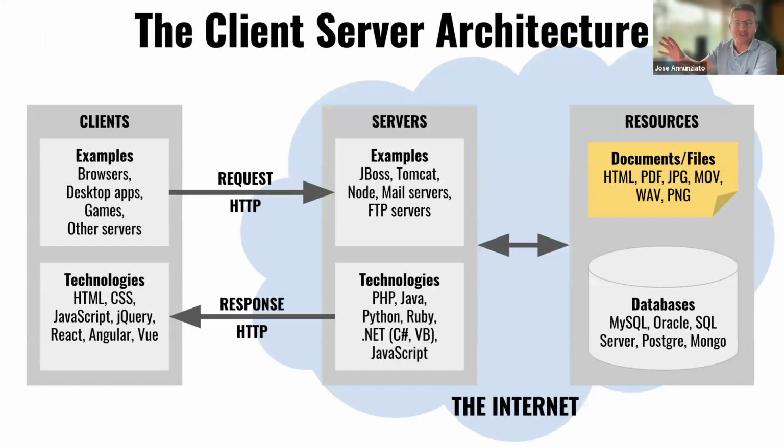So this architecture that was developed in the 60s is still with us, called the client-server architecture, and is certainly what we're going to be using here in our class. So the client for us is going to be just a browser, but it certainly could be anything that can initiate some kind of request for some kind of job or task to be done.